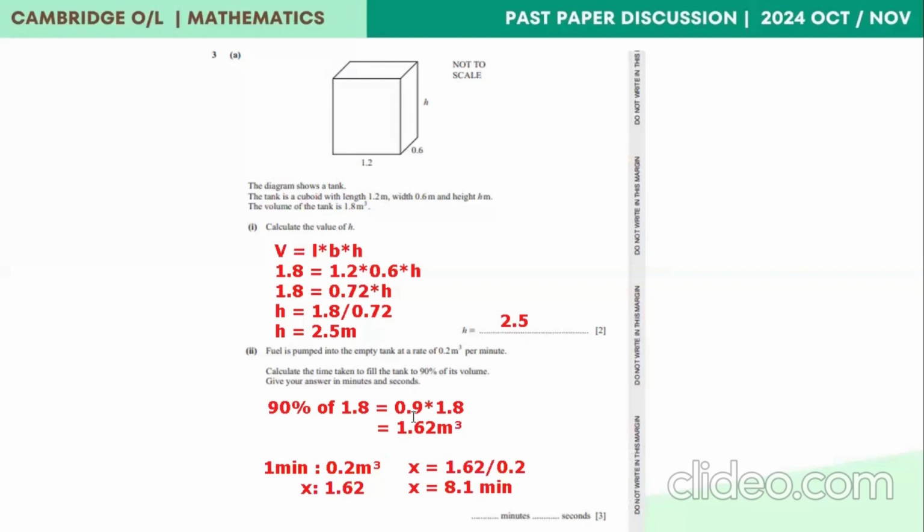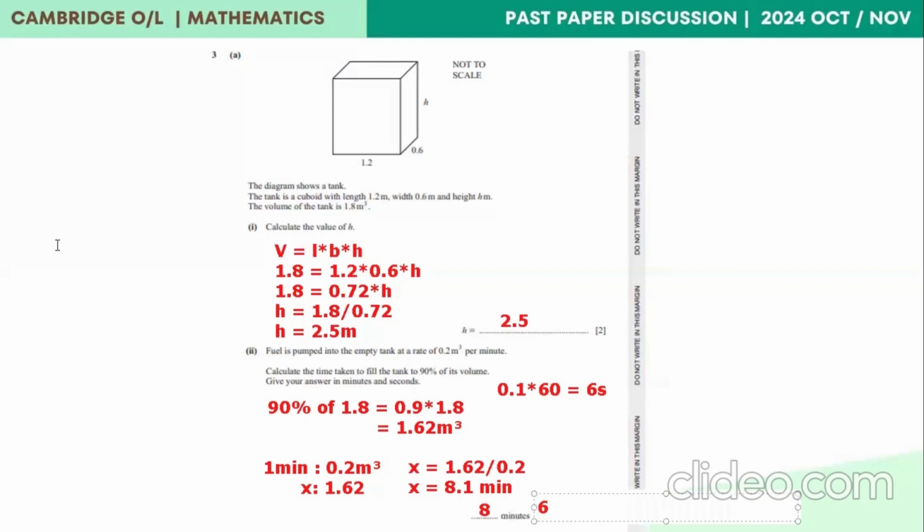So they have told us to give our answer in minutes and seconds. So this is 8 minutes. This 0.1 minute we can convert to seconds. So minutes to seconds, we have to multiply by 60. 0.1 into 60 will be equal to 6 seconds. So our final answer is 8 minutes and 6 seconds.